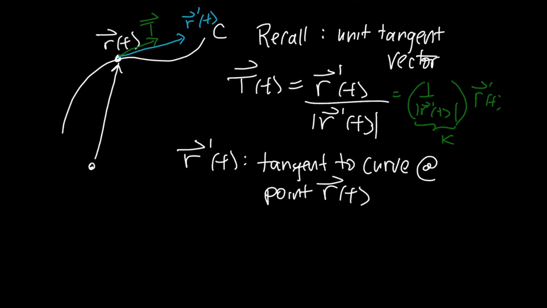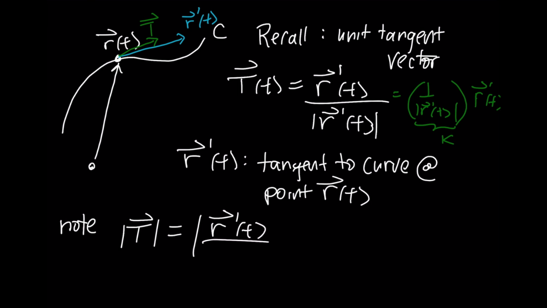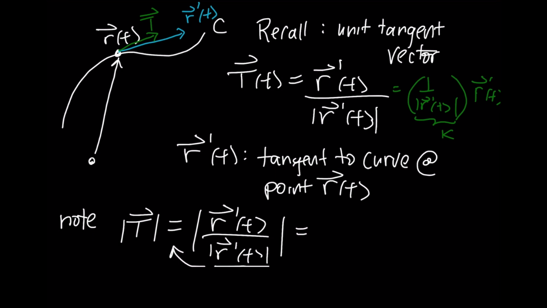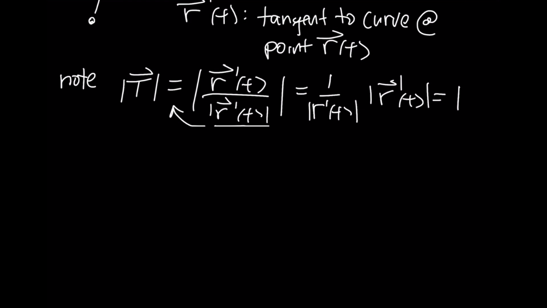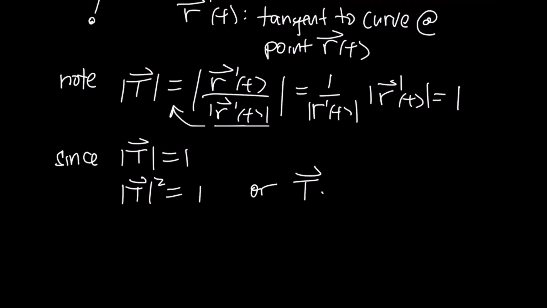If we wanted to take the length of this unit tangent vector, we would be taking the length of this r prime vector divided by its own length. Well, remember, this is a scalar, and because it's a scalar, it can be brought out of the length of the vector. This is just a property of lengths. The length of the unit tangent vector is 1. Because of that fact, if I were to square it, I would get 1 again. And remember that the length of a vector squared is simply the vector dotted with itself.